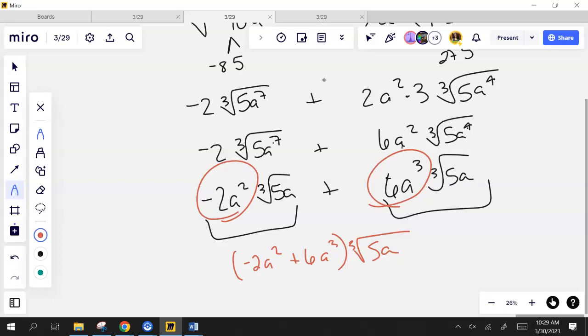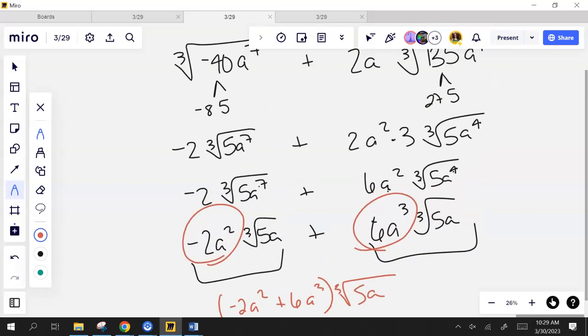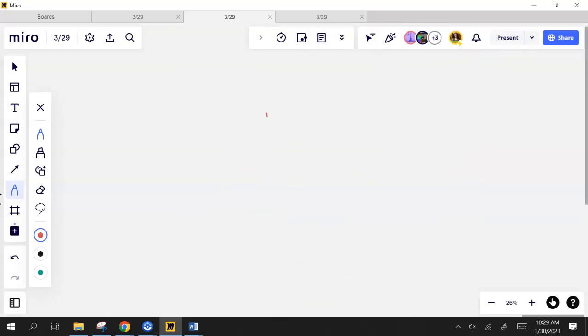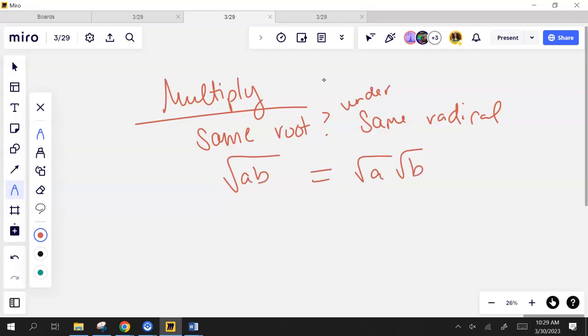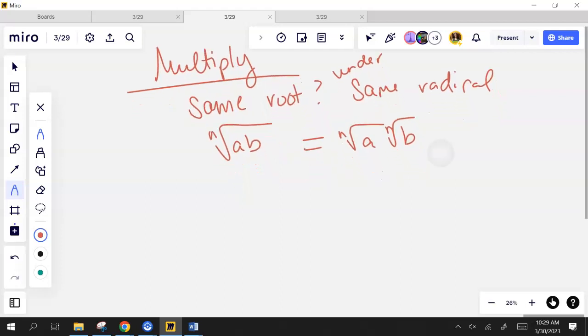All right, let's multiply some and we'll be done. The key to multiplying: if they have the same root, put them under the same radical. This is still that same property we did. If it's like this, I can go backwards and forwards if they're the same root. As long as the root is the same, I can go backwards and forwards. And then I'll simplify from there.